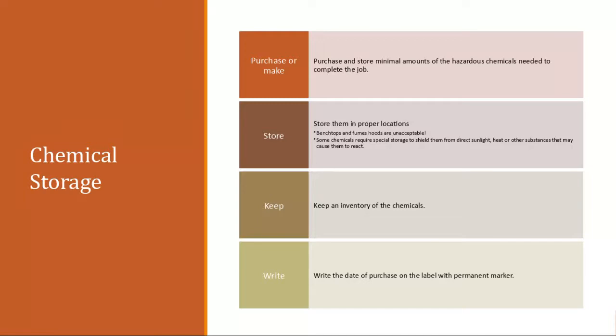So you can purchase or make your etchants, but in the smallest amount. Typically for nital, we make no more than 100 milliliters. And 100 milliliters will etch quite a few samples, and it is safe enough to store in a 2% quantity. When you start approaching 4% and higher, it's not safe to store. You've got to store them in proper locations.